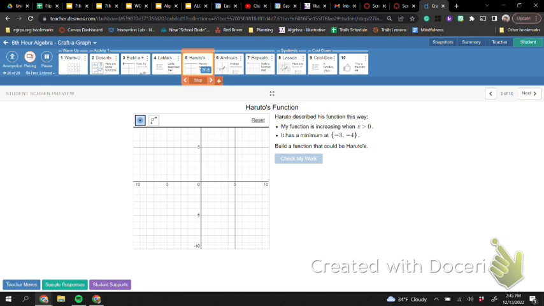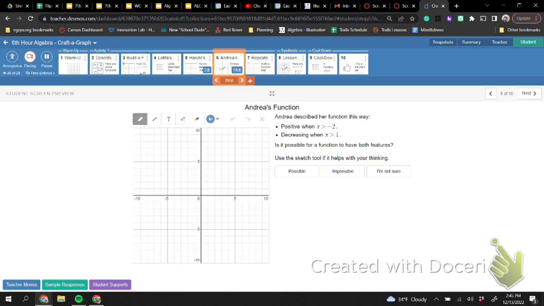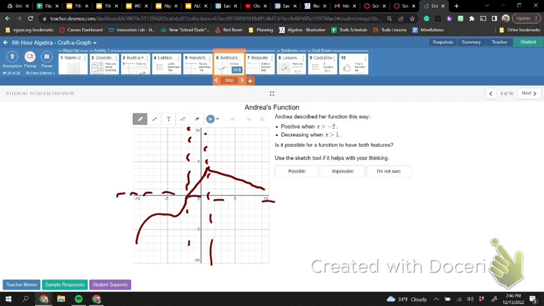Next up, Andrea. Positive when x is greater than -2, but decreasing when x is greater than 1. Do it and check it. You've got 2 minutes. Positive when greater than -2, so it doesn't matter what happens over here. But when I get right of -2, I've got to be above the x-axis. So I'm going to go up pretty quick here. When I'm above 1, it needs to be decreasing. So when I'm right of 1, it's going down, and it needs to be above the x-axis after 1. It satisfies both.